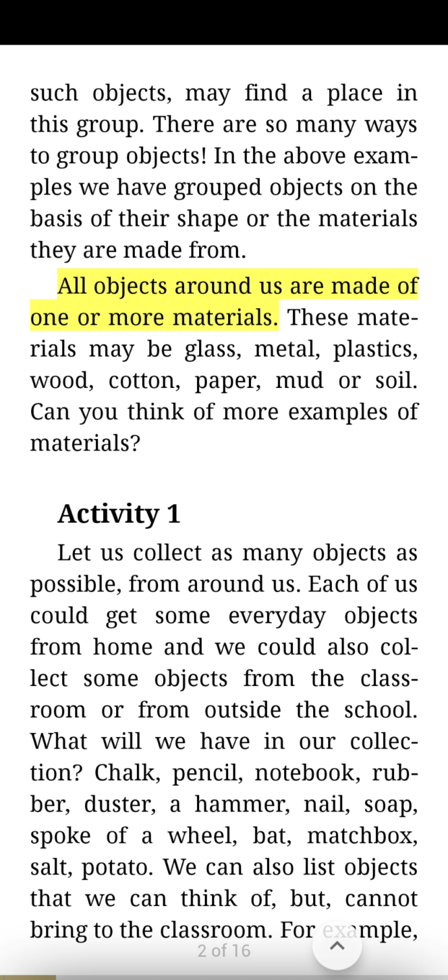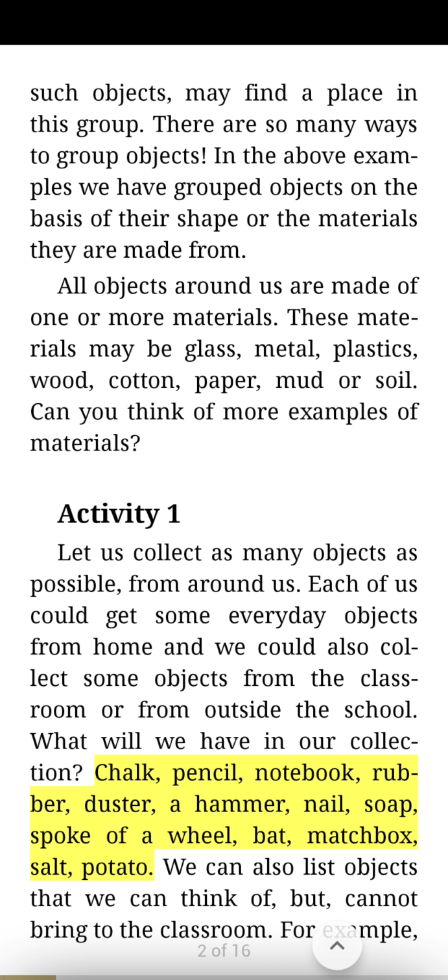All objects around us are made of one or more materials. These materials may be glass, metal, plastics, wood, cotton, paper, mud, or soil. Can you think of more examples of materials? Activity 1. Let us collect as many objects as possible from around us. Each of us could get some everyday objects from home, and we could also collect some objects from the classroom or from outside the school. What will we have in our collection?